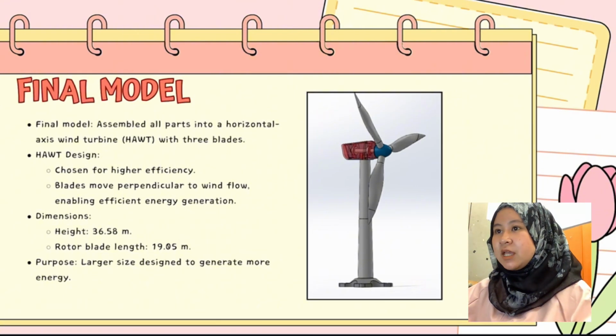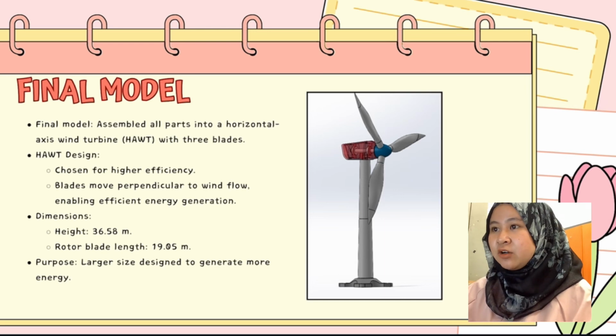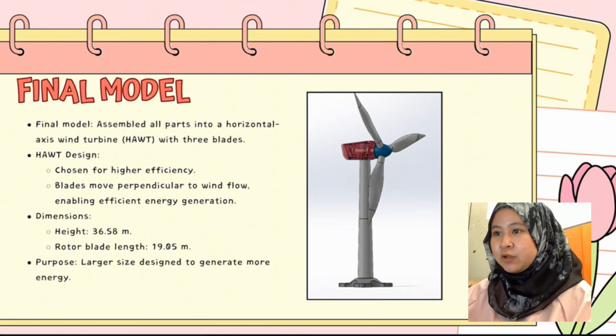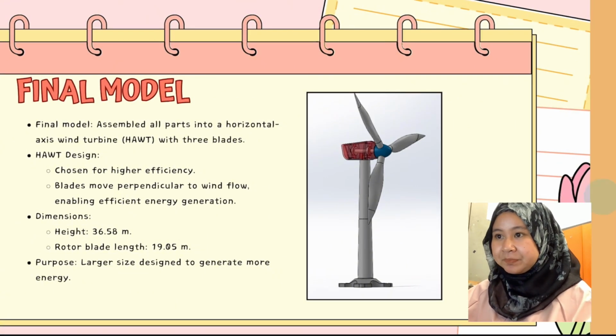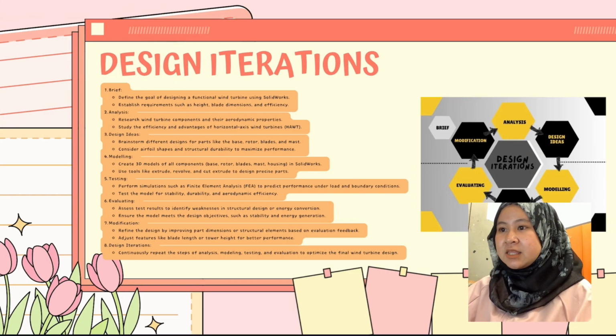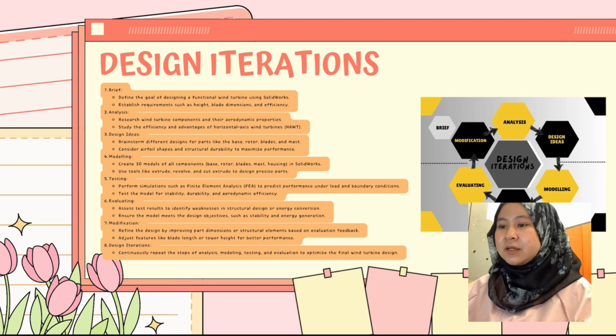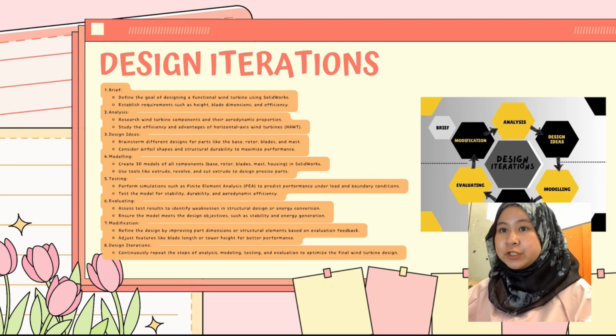And this is the final model of our project, which is after we assemble all parts into a horizontal axis wind turbine with 3 blades. The design was chosen for higher efficiency. The blades also move perpendicular to wind flow, enabling efficient energy generation. For the dimensions, I stated the head and the rotor blade length. Meanwhile, for the purpose, the larger size design generates more energy.